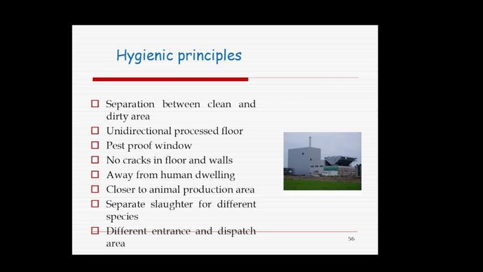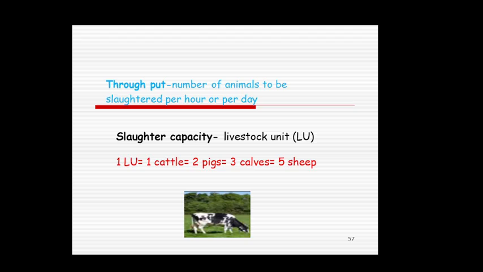Separation between clean and dirty areas, a unidirectional process flow, away from human dwelling, closer to animal production area, and separate slaughter for different species and different entrance and dispatch area. So here we have livestock unit. One livestock unit is equal to 1 cattle, 2 pigs, 3 calves and 5 sheep.